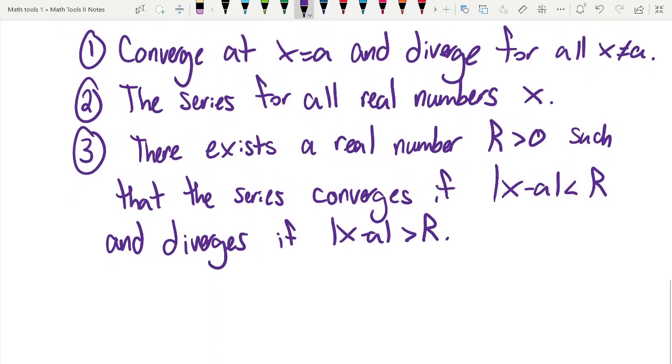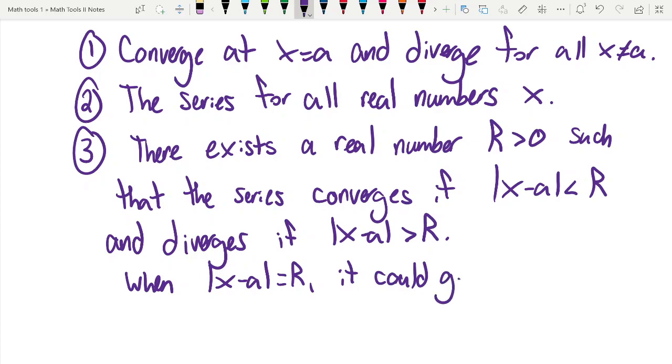Okay. Specifically when x minus a equals r, it could go either way. So in these scenarios, we'll need to actually test the endpoints here specifically to see if it converges or diverges. Okay. So let's look at some examples here.